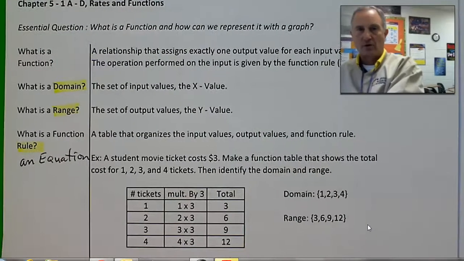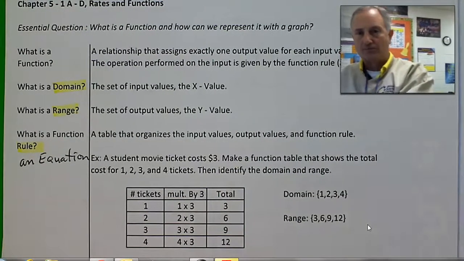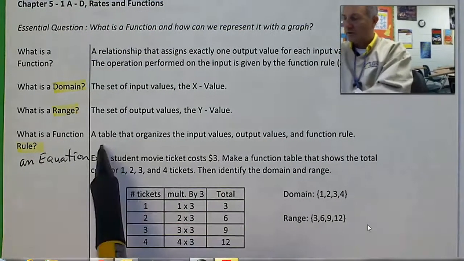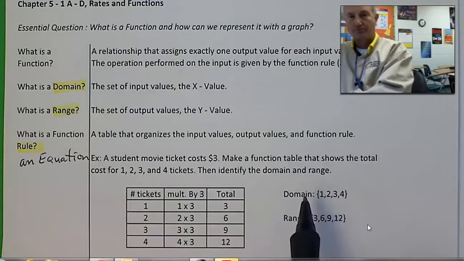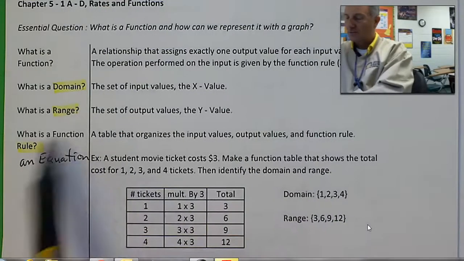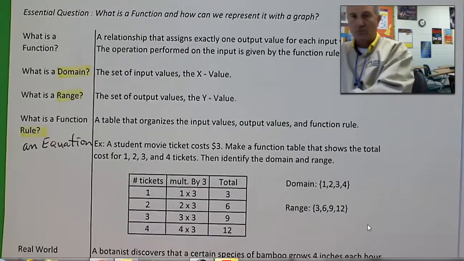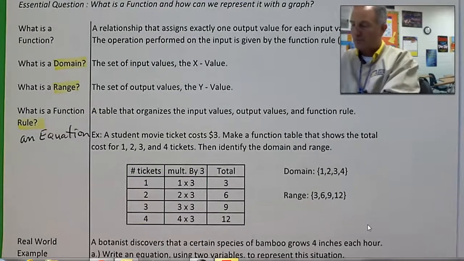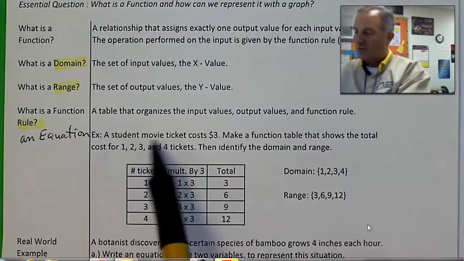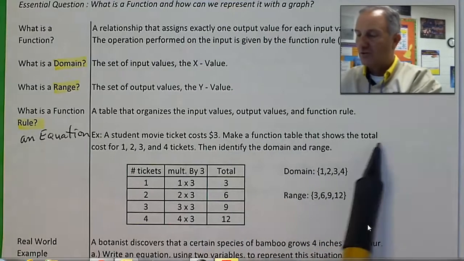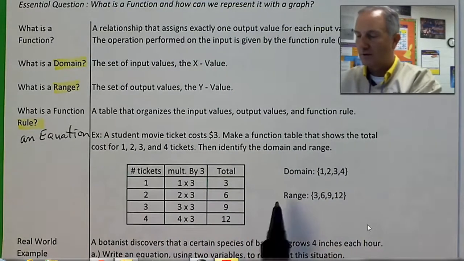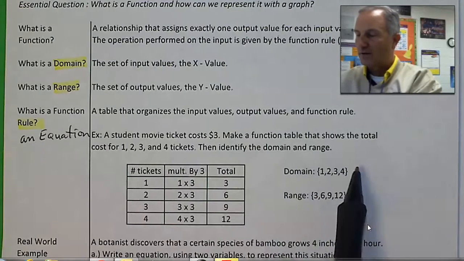What is a function rule? We're going to start looking at it in an organized table, with inputs, outputs, along with the rule, like this. So our rule is the equation. We're going to start out this way. A student movie ticket costs $3. Make a function table that shows the total cost for 1, 2, 3, and 4 tickets. Then identify the domain and range.